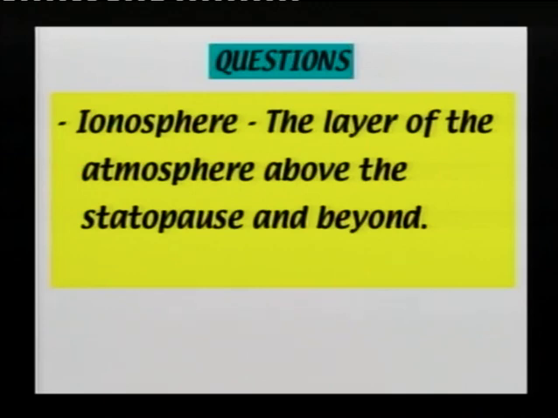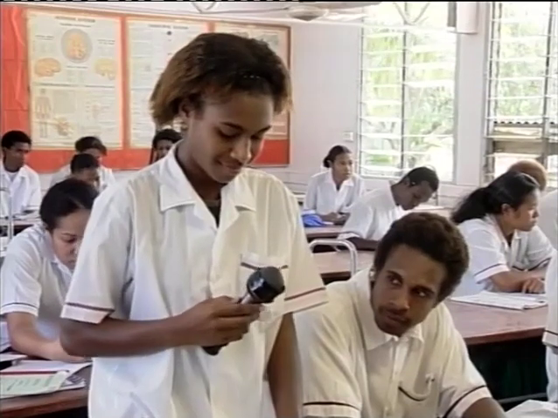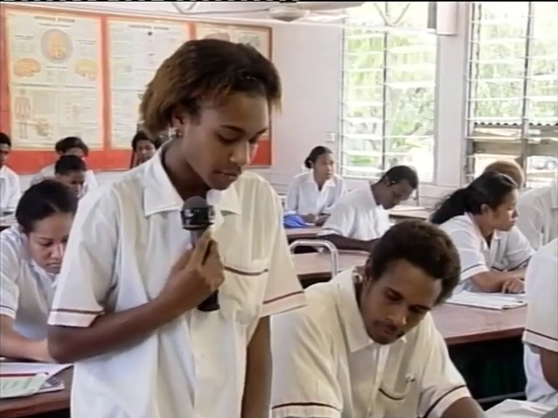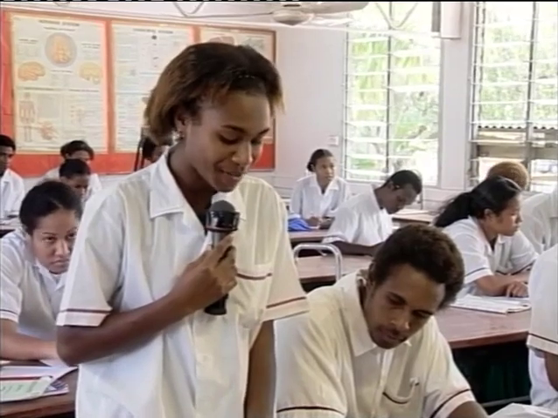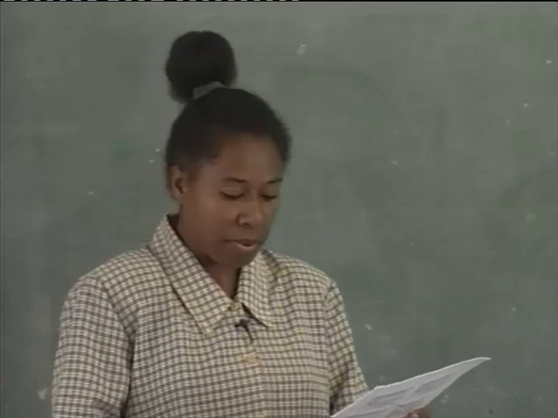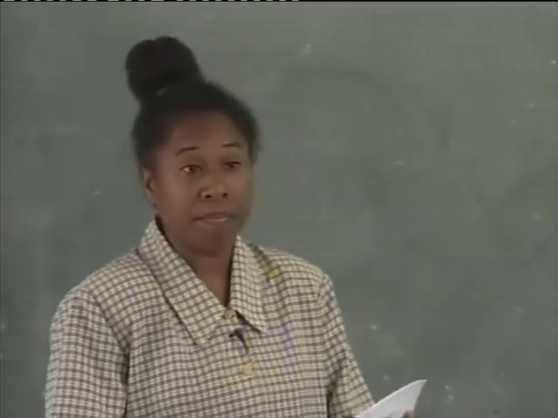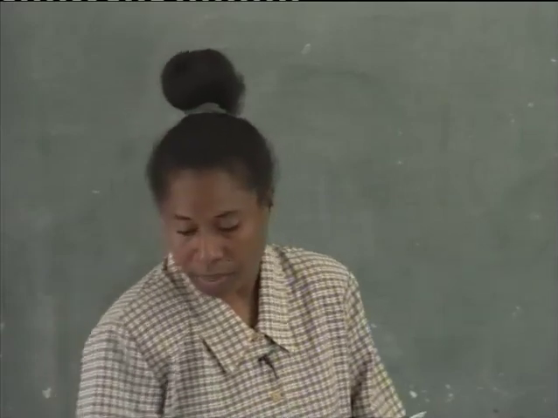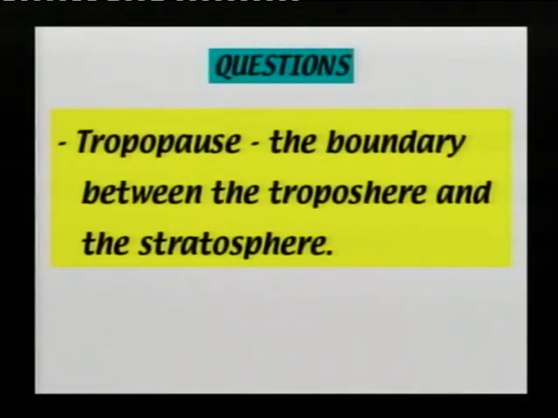The next word given, the tropopause. Tropopause, boundary separating the troposphere from the stratosphere, where there is a decline in atmospheric temperature. Okay, very good. So the tropopause is simply the boundary that separates the troposphere from the stratosphere. We double check: the boundary between the troposphere and the stratosphere. The troposphere is the first layer of the atmosphere. The second layer is the stratosphere. The boundary that separates that layer from the other one is referred to as the tropopause. Okay, the next word is stratopause.